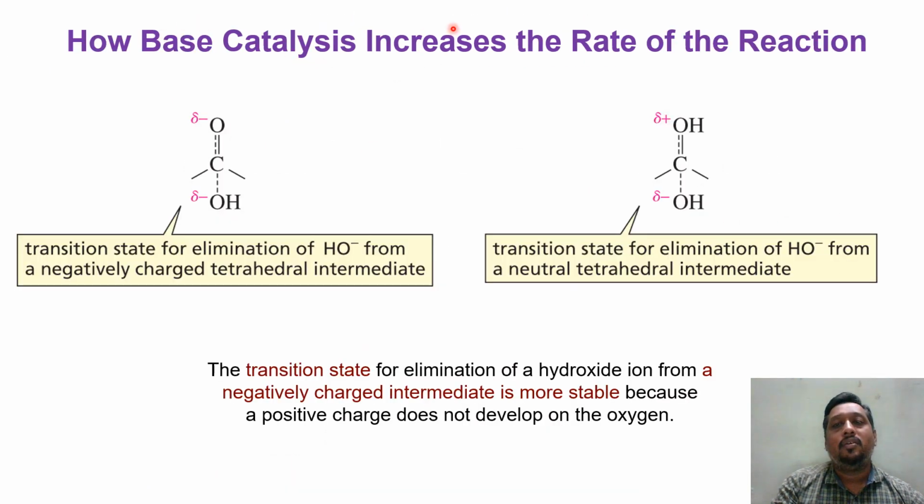How does a base catalysis increase the rate of a reaction? Let us look in terms of transition state. You see in this particular structure, the transition state for elimination of OH minus from a negatively charged tetrahedral intermediate. The other one is a transition state for elimination of OH minus from a neutral tetrahedral intermediate. If you compare among these two, which transition state is much more stable, it is clear the one on my left is more stable. The reason being, the transition state for elimination of a hydroxide ion from a negatively charged intermediate is more stable because a positive charge does not develop on the oxygen atom.